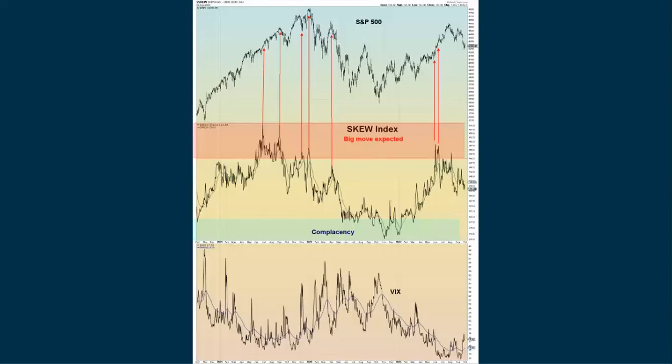Then we also look at another kind of VIX study. This is called the skew index. The VIX is based on at the money options and see how they're moving. Well, we have the skew index, which is based on out of the money options. And sometimes we can get some insight from that.